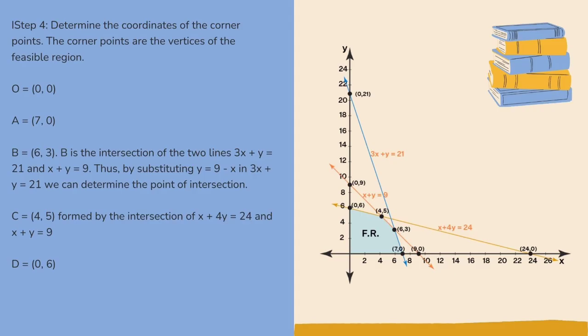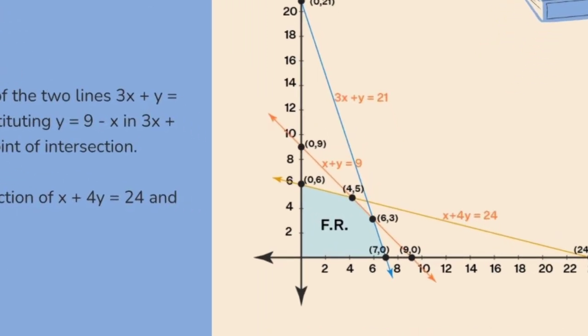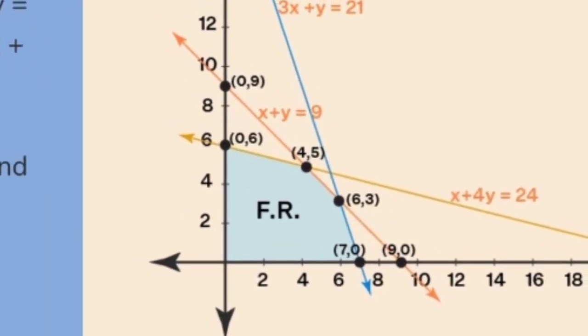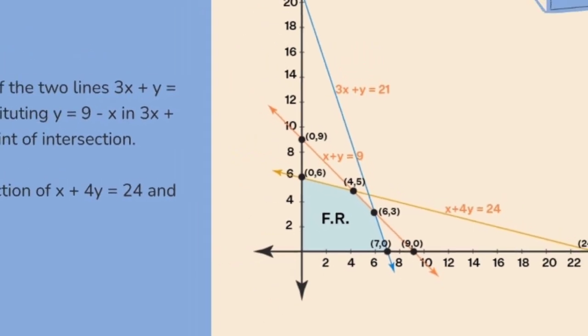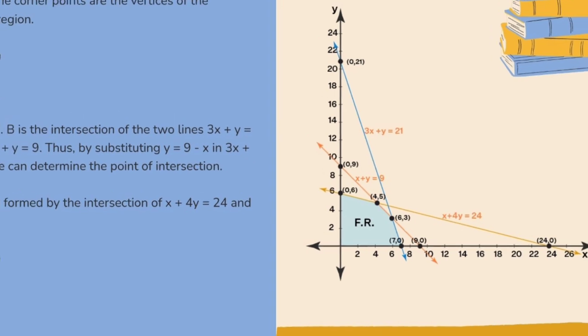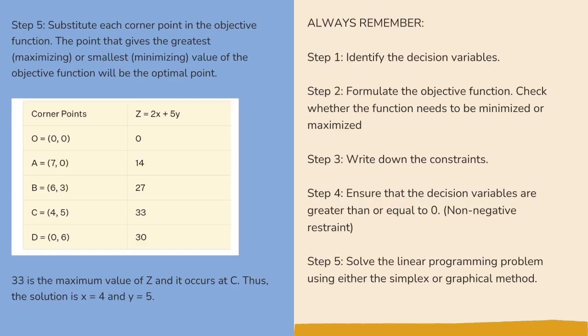Step 4. Determine the coordinates of the corner points. The corner points are the vertices of the feasible region. O is equal to (0, 0), A is equal to (7, 0), B is equal to (6, 3), C is equal to (4, 5), D is equal to (0, 6). Step 5. Substitute each corner point in the objective function. The point that gives the greatest maximizing or smallest minimizing value of the objective function will be the optimal point.